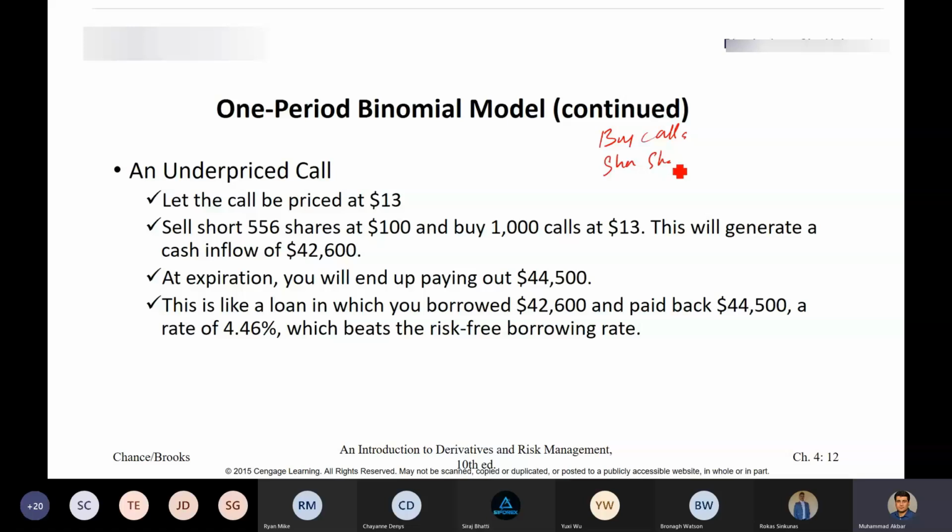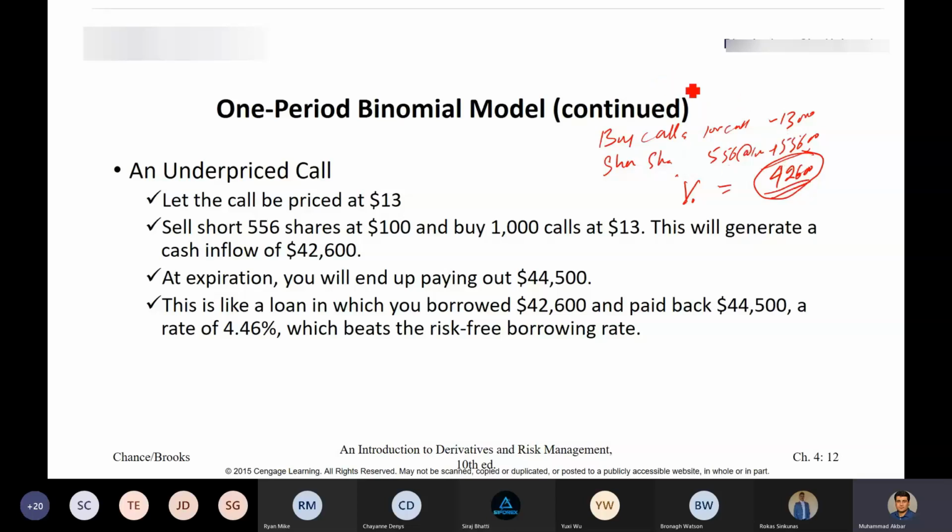Short the shares. If you buy the calls, 1,000 calls will cost you $13,000 in cash flow, and you will sell the shares for 100. So they will realize you a money of 55,600. You can see you are getting 42,600 here. This is the value of your hedge portfolio. It is just like being able to borrow at a rate lower than the risk-free rate. So you are able to generate a positive cash flow of 42,600 here.